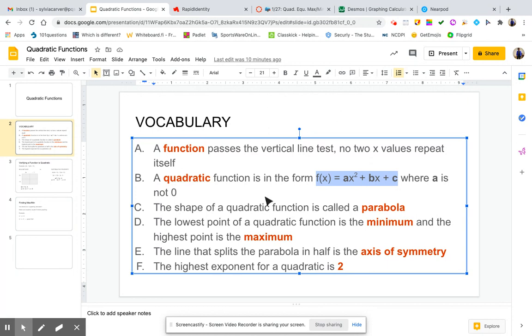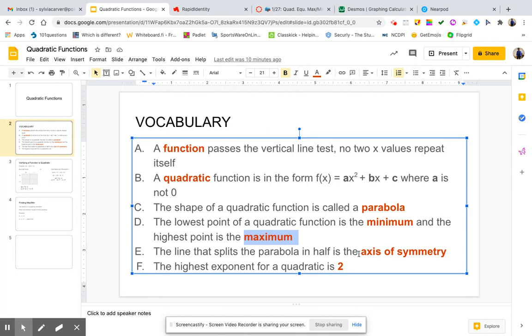The shape of a quadratic function is called a parabola. It makes a U shape that we'll take a look at in just a minute. The lowest and highest point is called the vertex. Specifically, if it's the lowest point, it's the minimum, and if it's the highest point, it's the maximum. So the lowest point is the minimum, the highest point is the maximum, and together they are the vertex. All parabolas have a vertex. One vertex is the minimum, and one vertex is the maximum.